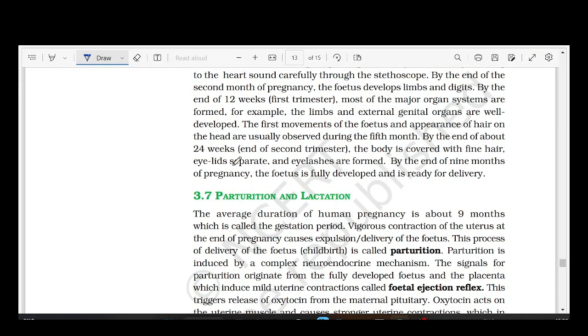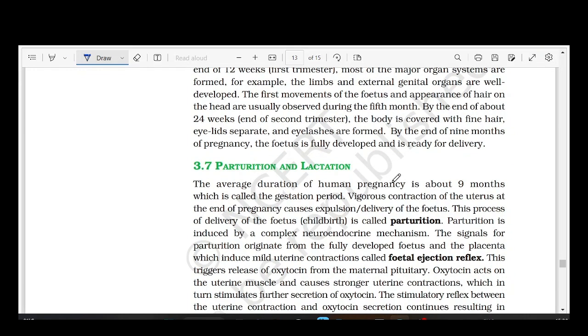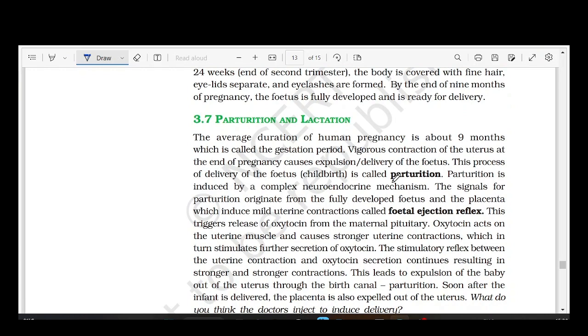By the end of the 9 months of pregnancy, the fetus is fully developed and ready for delivery. I hope this was very easy.